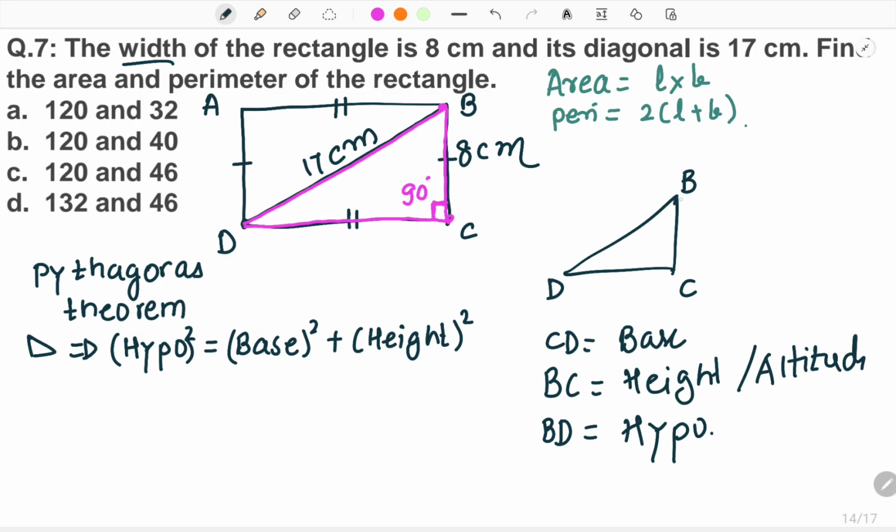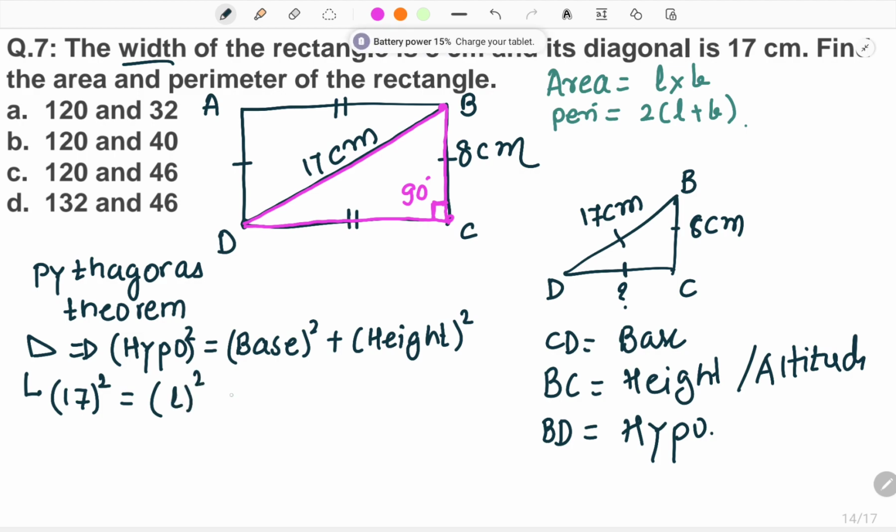So do we know this side BC? Yes, 8 centimeter. Do we know the side of hypotenuse, that is equal to 17? But do we know base, how much it is? No, we don't know. Can we find it out? Yes, we can. Now look here, I'll use this here. Hypotenuse square, it means 17 square is equal to, base is, we don't know, just keep it as it is, L square, plus height. We don't know the base, that is why I have taken L over here. Why? Because the base is actually the length of the rectangle.